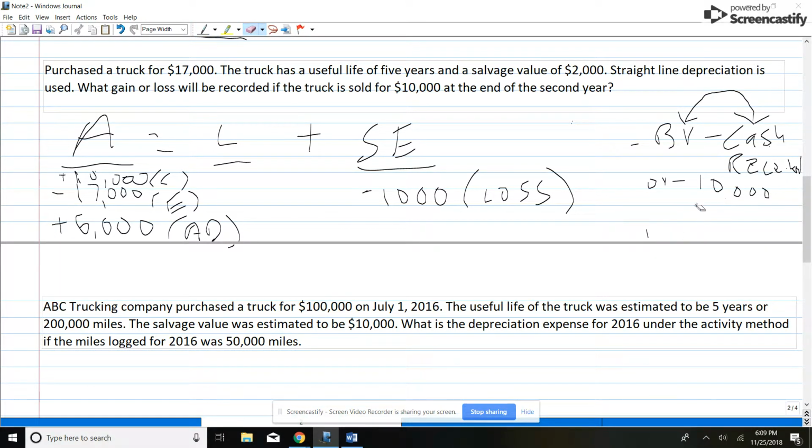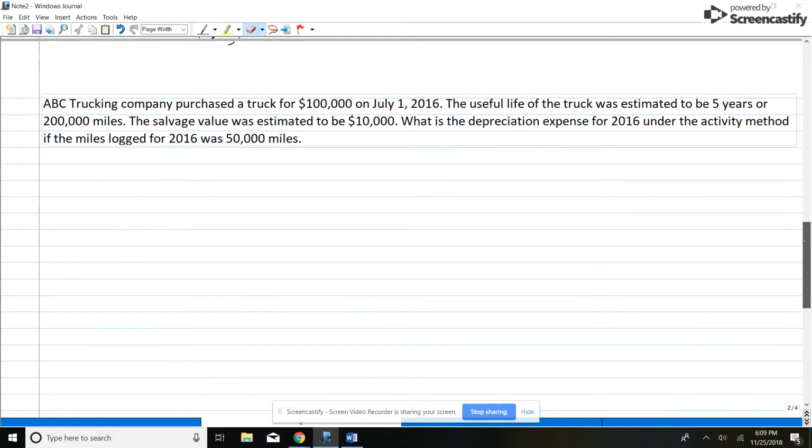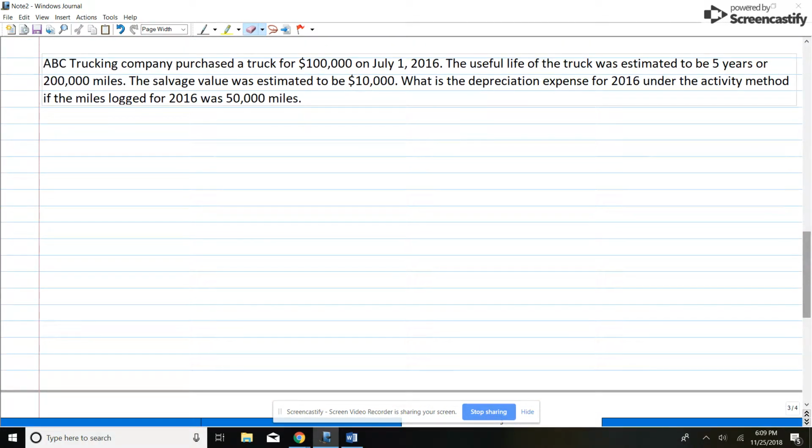All right. So with that being said, let's talk about the activity method now. ABC Trucking Company purchased a truck for $100,000 on July 1st, 2016. The useful life of the truck was estimated to be 5 years or 200,000 miles. The salvage value was estimated to be $10,000. What is the depreciation expense for 2016 under the activity method if the miles logged for 2016 was 50,000 miles?